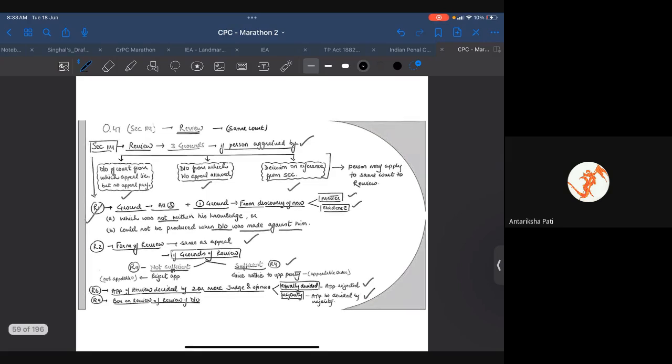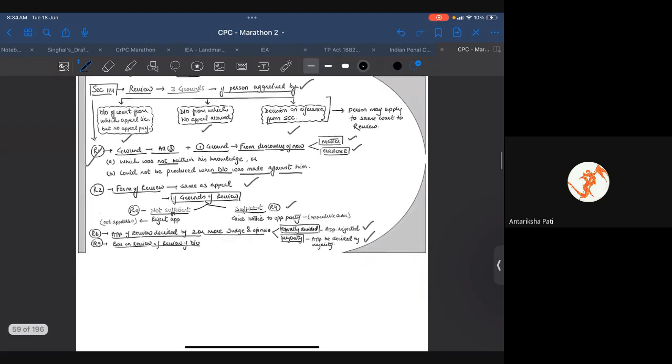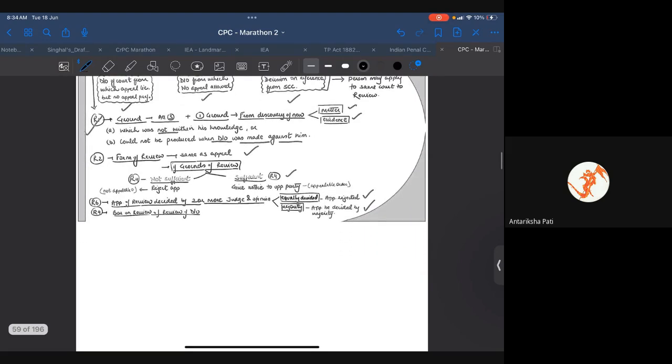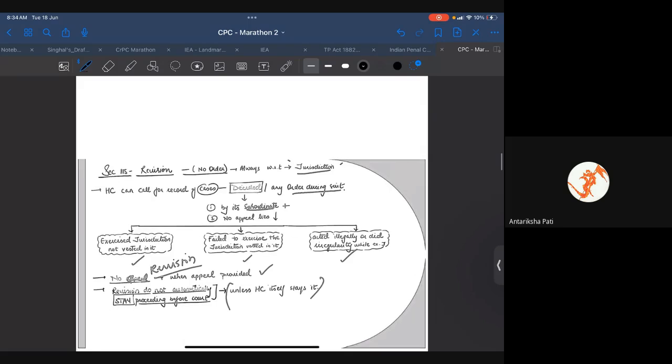Now the form of review is the same as appeal, and if the grounds of review are not sufficient, then the application may be rejected, and if it is sufficient, then give notice to the opposite party and then hear it. Now if an application for review is decided by 2 or more judges and opinion is equally divided, then the application is rejected, and if the majority is agreeing, then the application is to be decided by the majority. Now bar on review of decree or order. Once review is done of that order, you cannot file another review. That's what it says. Now Section 115, revision. Here of course there is no order, and it is always with respect to jurisdiction. Here what can the High Court do?